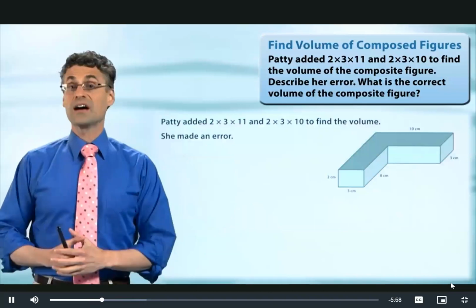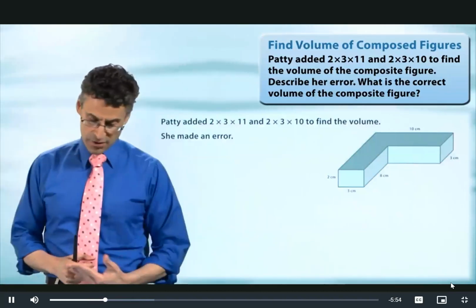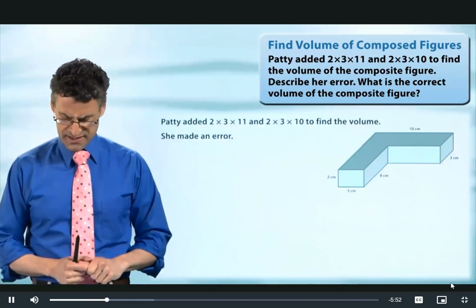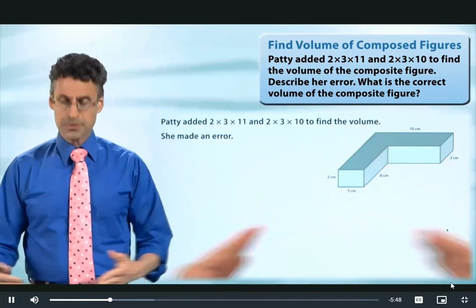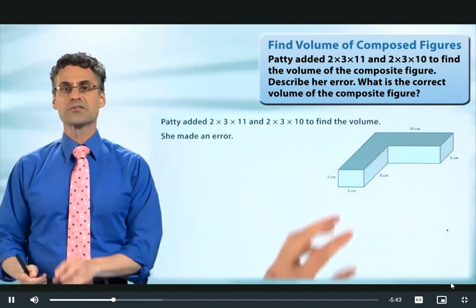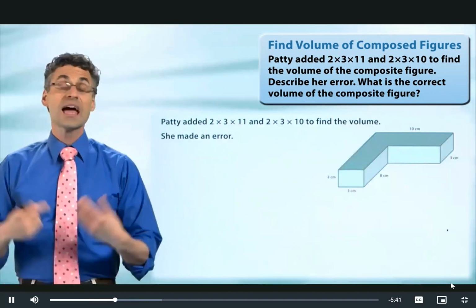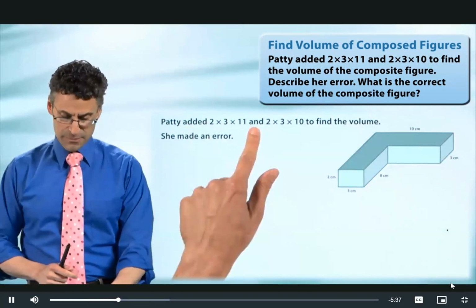Well, I think this is a valiant effort. So let me tell you what Patty was thinking, and I really like her thinking. Patty says, you know what? These are actually two rectangular solids that are put together. So all I've got to do is find the volume of each rectangular prism, and I will add them up, and I'm all set.